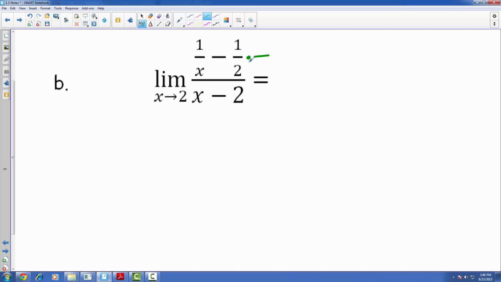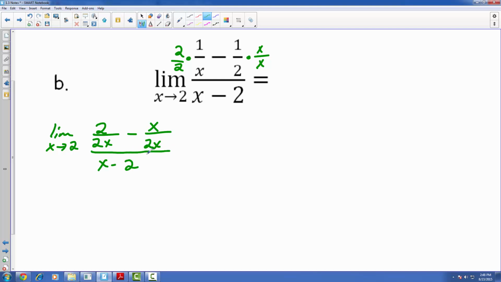So we actually need to go ahead and combine the top into just one fraction. So we're going to do a little bit of foo. We're going to multiply this guy by x over x, and this one by 2 over 2, such that they end up with that same bottom, 2x. So when we do that, we end up with the limit as x approaches 2 of 2 over 2x minus 1 times x will just give us x, and then this guy is also over 2x. So then this is all over that x minus 2.